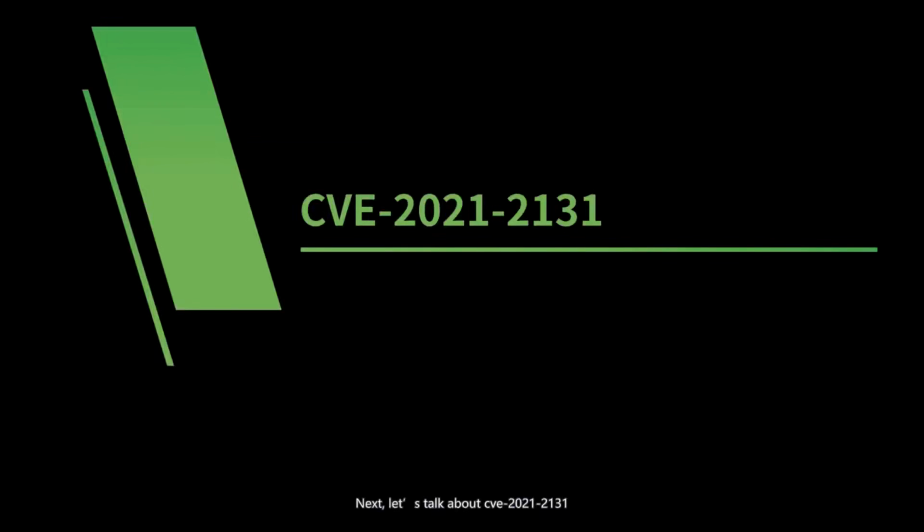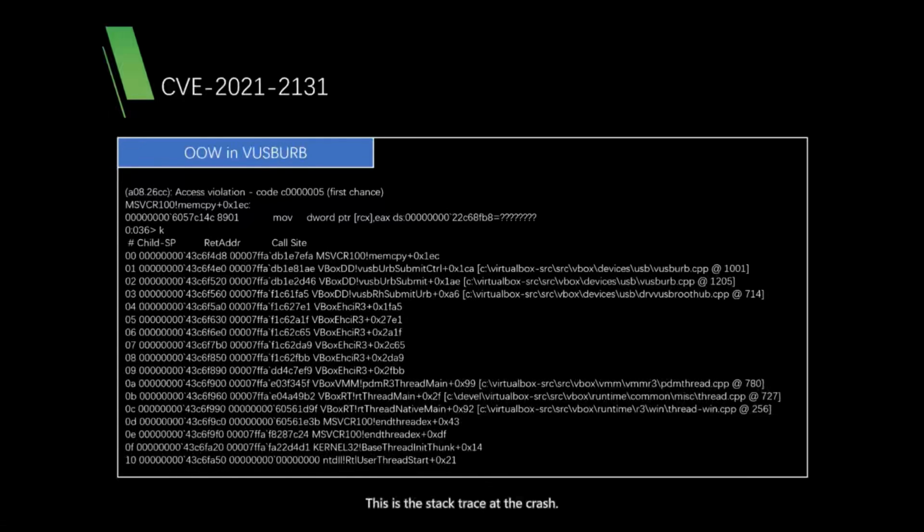Next, let's talk about CVE-2021-2131. This is the stack trace at the crash. As shown in the figure, this is an OOW of URB call. It is caused by URB call's incorrect check of the data length. We are using EHCI controller here.